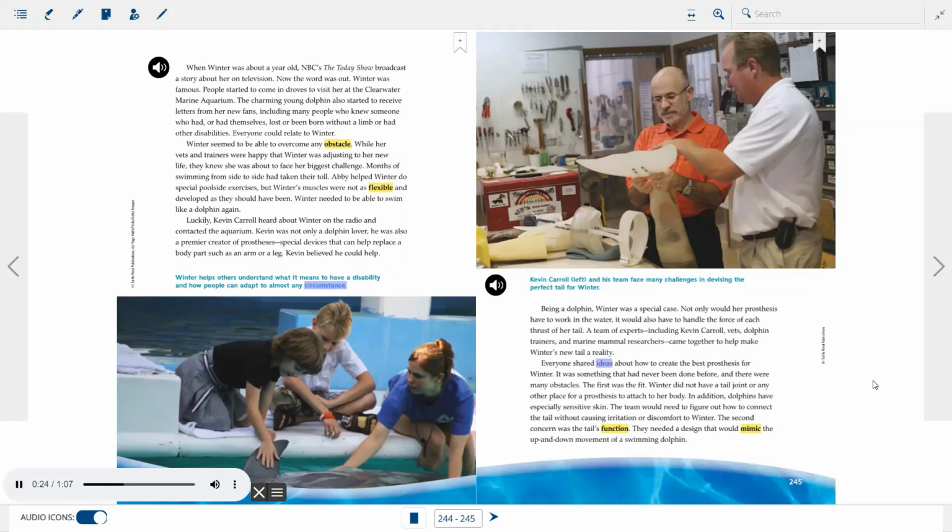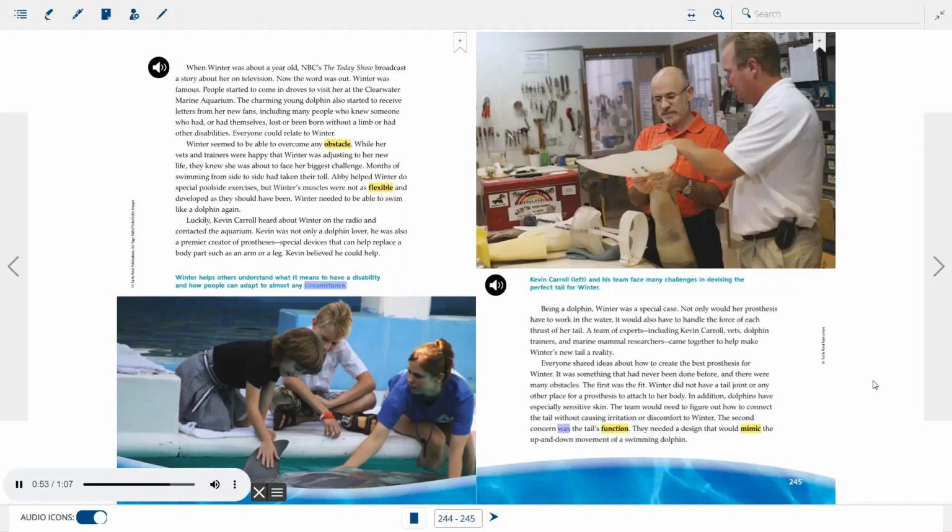Everyone shared ideas about how to create the best prosthesis for Winter. It was something that had never been done before, and there were many obstacles. The first was the fit. Winter did not have a tail joint or any other place for a prosthesis to attach to her body. In addition, dolphins have especially sensitive skin. The team would need to figure out how to connect the tail without causing irritation or discomfort to Winter.